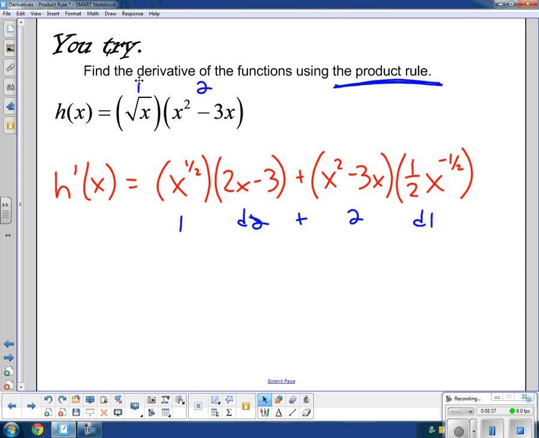So here we are at the end of the video. Now you should be able to use the product rule in order to find the derivative of a function that has a product in it.